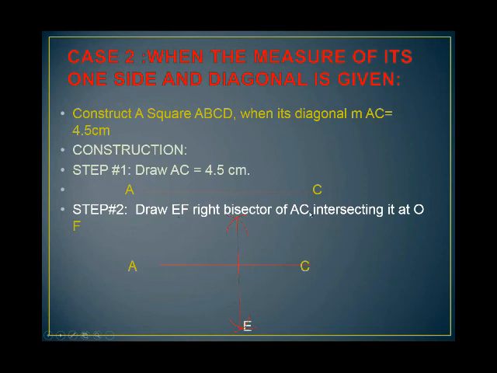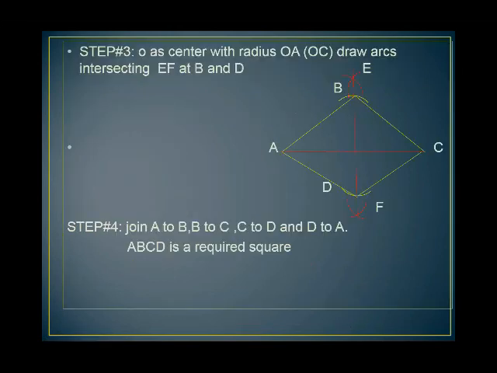Draw EF, the right bisector of AC. This is EF, which is the right bisector of AC intersecting it at O. So take a screenshot and we will move on. Now in step 3, taking O as a center with radius OA. This is the baseline which we drew using the given measurement AC, and after that we bisected it. This is the bisector. And now what we are doing, as we know that we are constructing a square, and a square has all 4 sides equal.